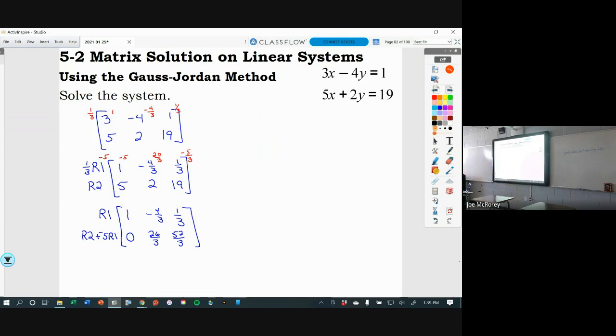Step number 1. Element 1 of row 1 has to be a 1. Step number 2. Every other number in that column must be a 0. Are we good? Step number 3. The second element in row 2 must be a 1. What do I do to 26/3 to turn it into a 1? If you have a fraction, multiply it by what to get 1? Its reciprocal. So I'm going to multiply this second row by 3/26.